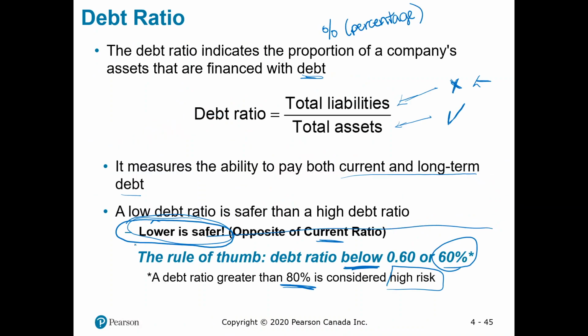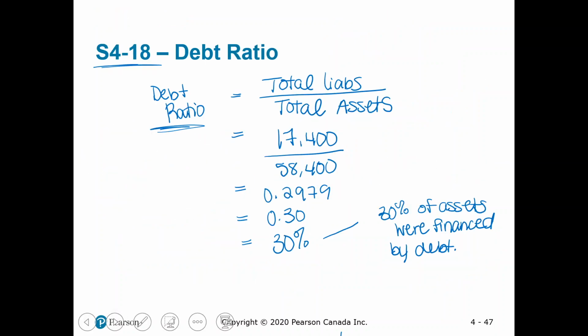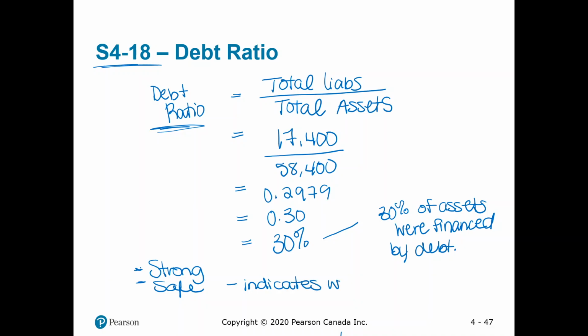So remember here we said this general rule of thumb is that the debt ratio should be 60% or less. So 60%, that's kind of the safe range. Anything above it gets a little risky. Anything below it is even safer. So at 30%, this is a strong ratio again, or safe. Strong, it's safe. And we say that this indicates the company will be able to pay off all debts as they become due.